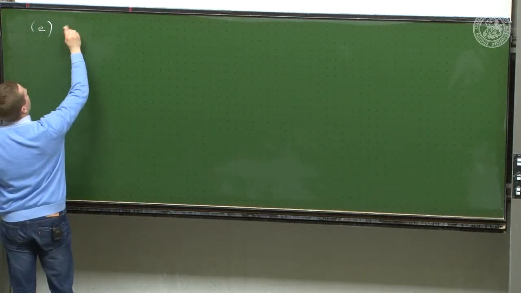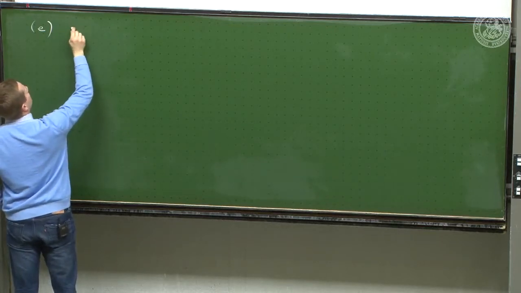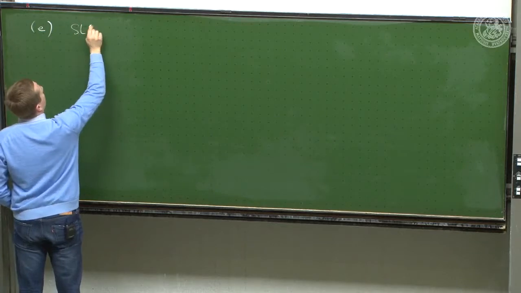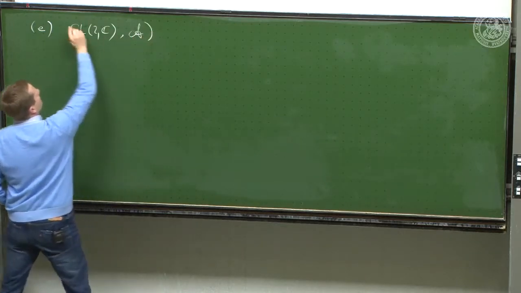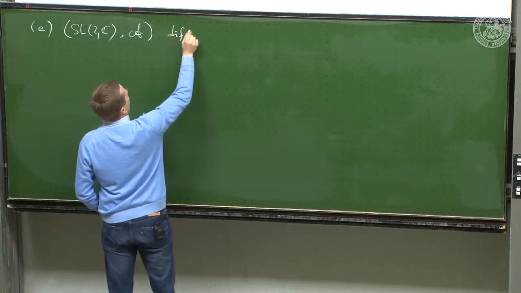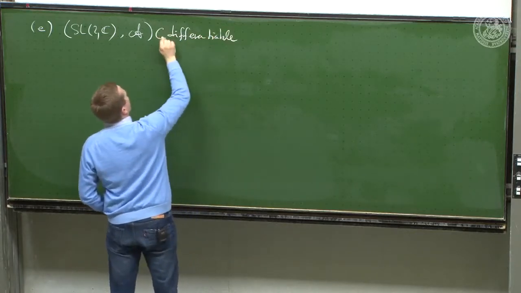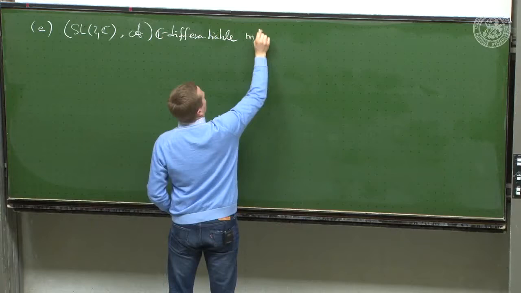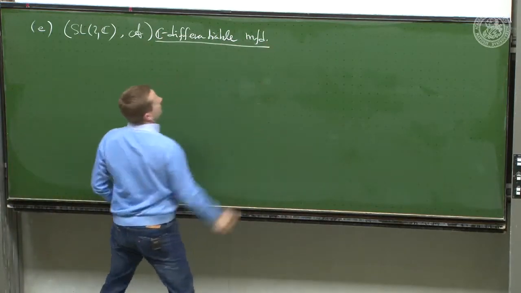So, topological, smooth, differentiable manifold. Now we want to check that SL2 C can be given an atlas A such that it is a differentiable manifold, a complex differentiable manifold. Okay, so how do we do this?